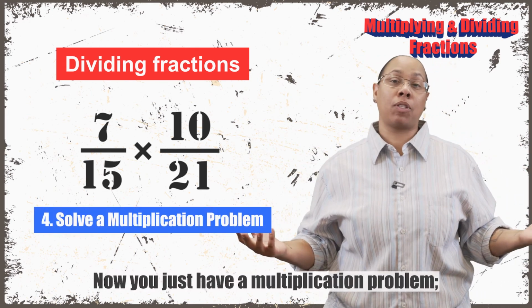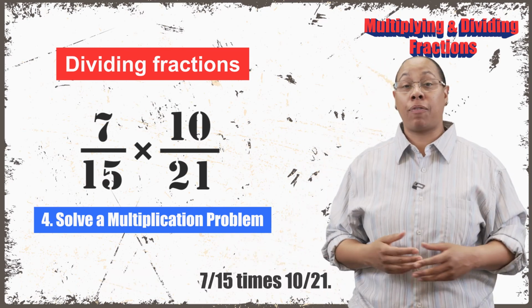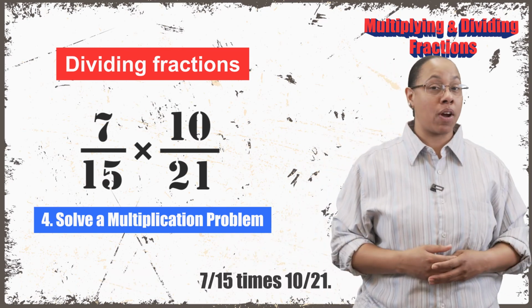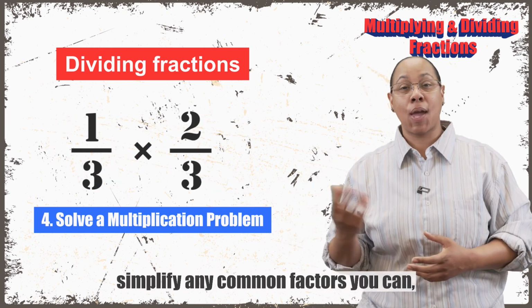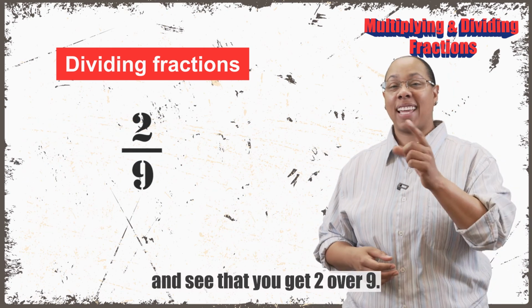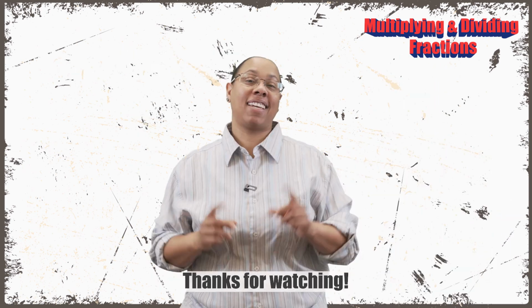Now you just have a multiplication problem. 7 over 15 times 10 over 21. So like we just talked about, simplify any common factors you can, multiply straight across, and see that you get 2 over 9.